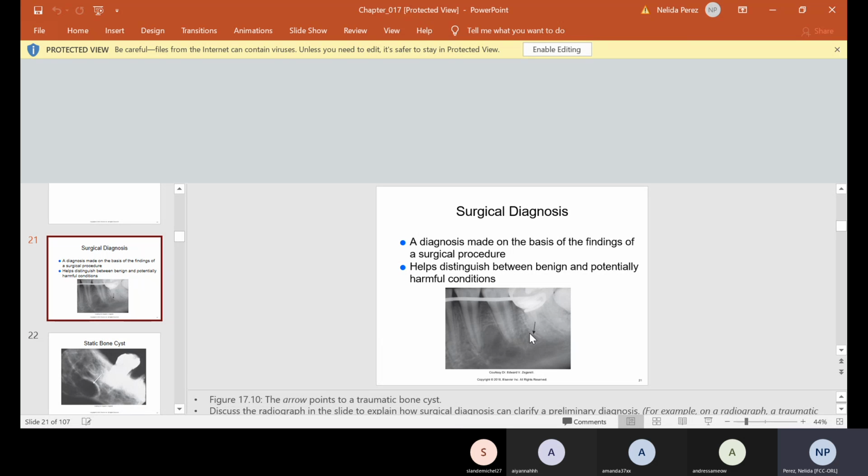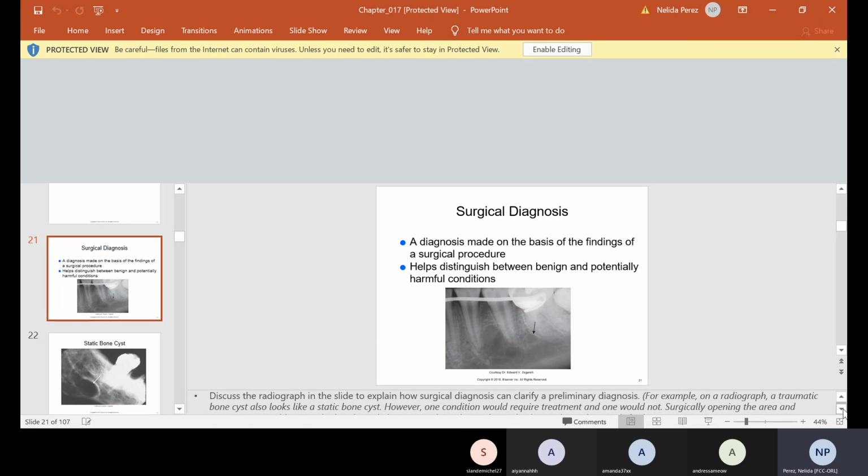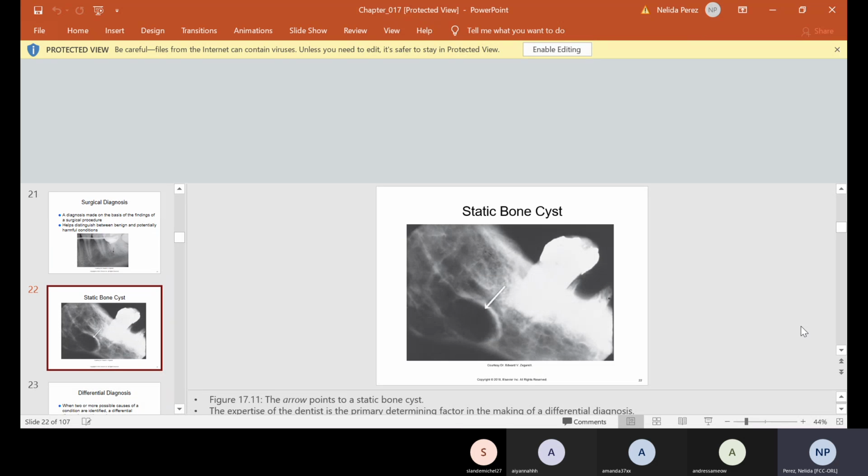So here's another x-ray, and what the arrow is pointing to is a traumatic bone cyst, okay? Now, you might see something on the x-ray and not be quite sure what it is. Patients are going to ask you all the time, what do you see? Please let them know that the doctor will be in a few minutes, because you can never, ever say what is on an x-ray. That is for the doctor to say. You can never diagnose, okay? You're only a dental assistant. Granted, as you get better, you may know what you see on an x-ray, but it is not for you to say. Now, here's a static bone cyst, okay?